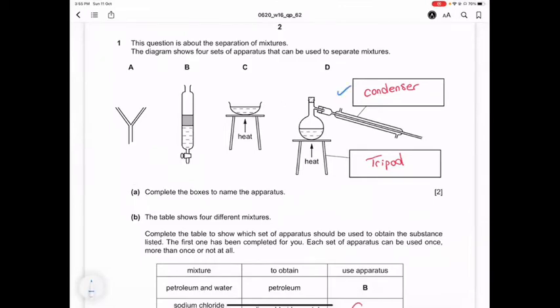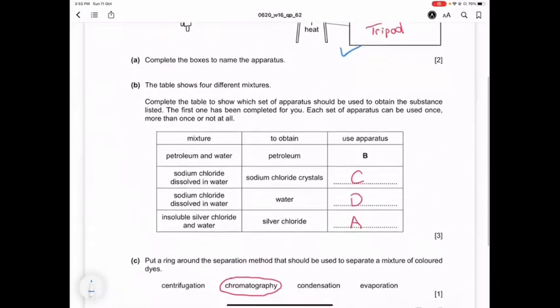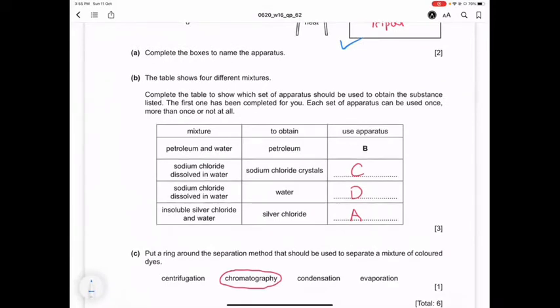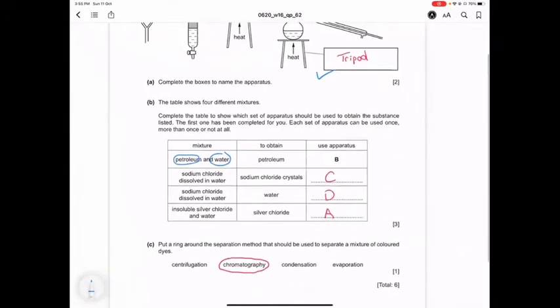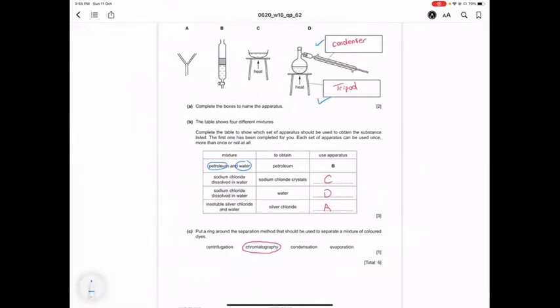And this is the tripod. Okay, the table shows 4 different mixtures, and he needs you to say which set of apparatus could be used to obtain the substance listed. So the first mixture is petroleum and water, 2 liquids. Of course, they will be separated because they're immiscible liquids. They will be separated by the separating funnel.